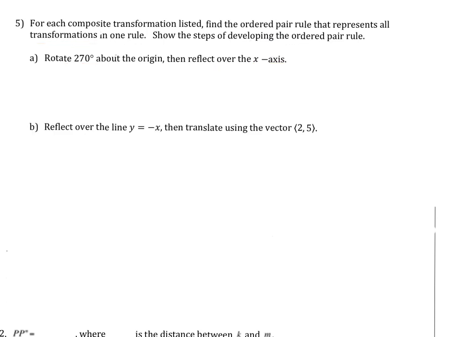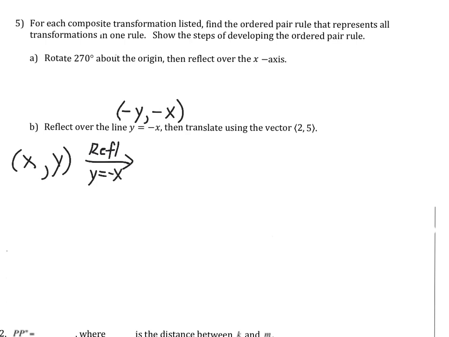So for part B, now I have two different types of transformations. So I want to start off with my arbitrary point, so any point on the graph, (x, y). What they want me to do is first reflect over the line y equals negative x. So let's recall what that rule is. My point would change to (negative y, negative x) if I reflect over that line. So the first part's easy. So I'm going to perform that reflection, and it's over the line y equals negative x. So my point is going to change into (negative y, negative x).